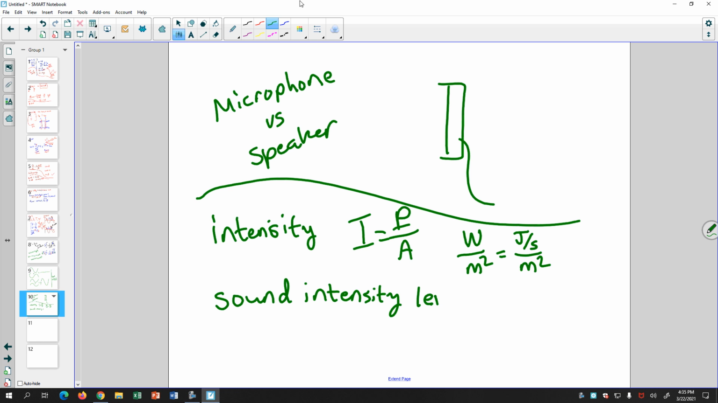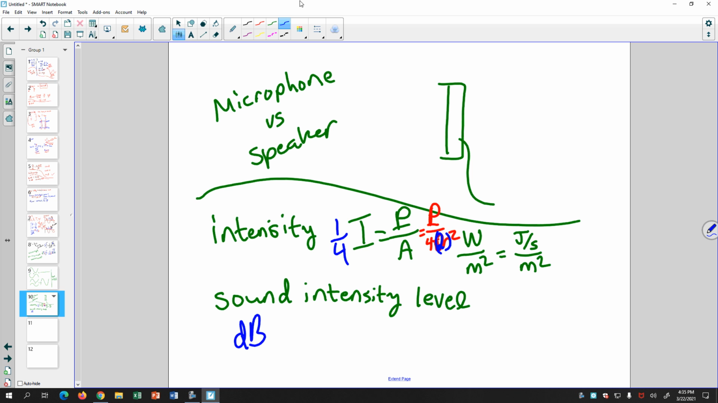With the intensity, by the way, something that I often ask is what happens if you move farther away? And since this is power over area, it's power over 4 pi r squared. So for example, if I move twice as far away, if I increase my distance by a factor of 2, if r increases by a factor of 2, I decrease my intensity by 1 over 2 squared. The sound intensity level has to do with decibels.